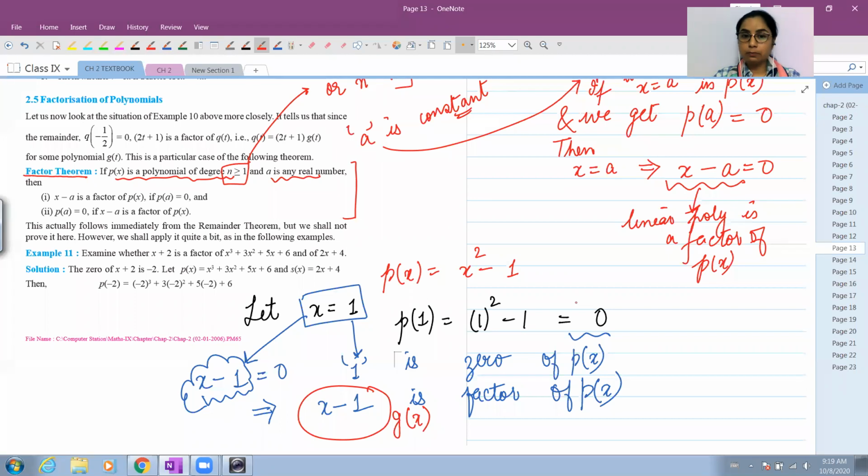That would mean that linear polynomial that we create is a factor of the polynomial given to us. That is what factor theorem is. And it's just one way. Like we will be using it the other way around as well. This is the first part of your statement here.